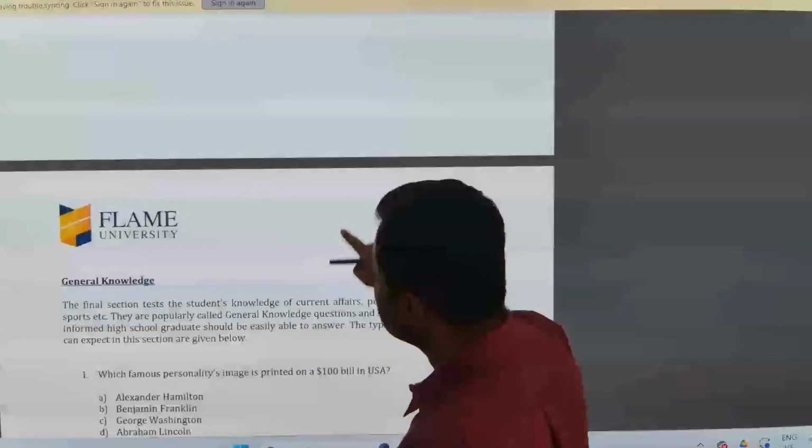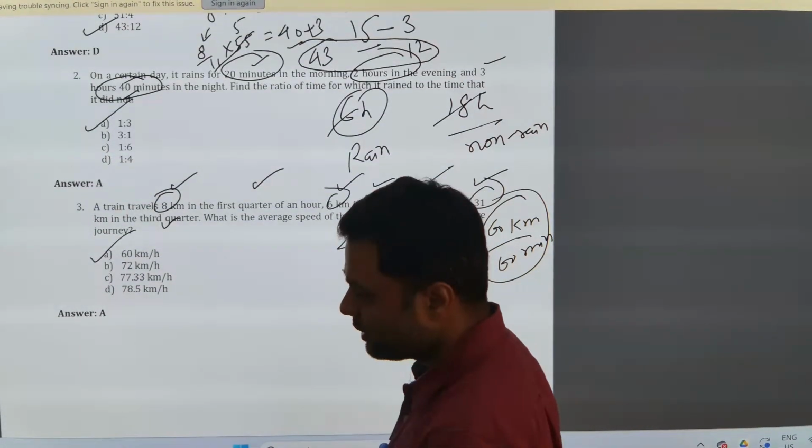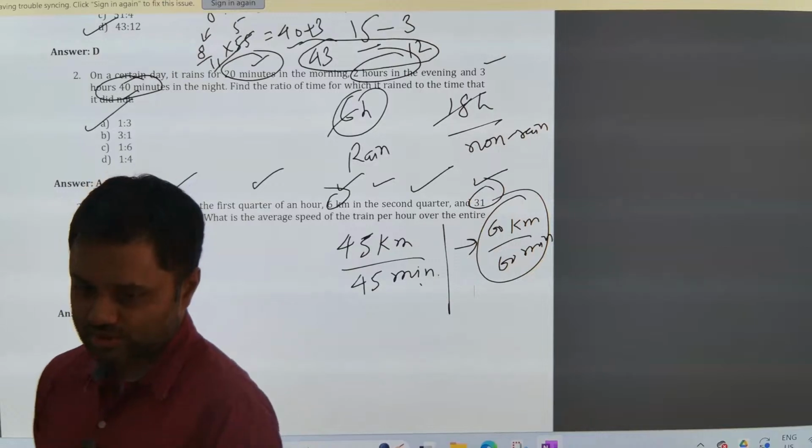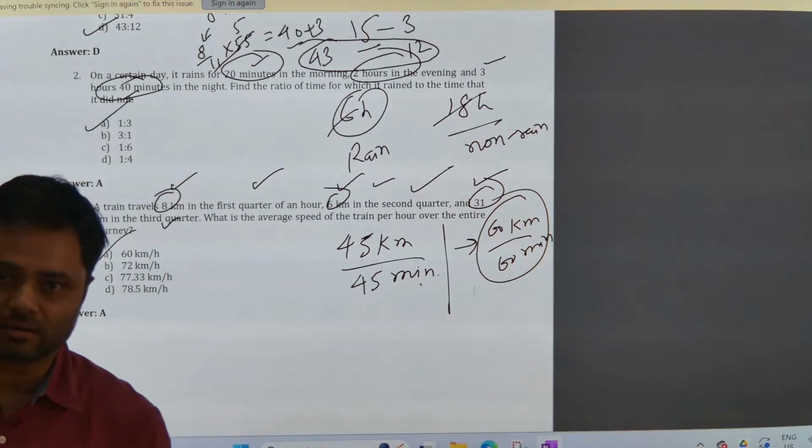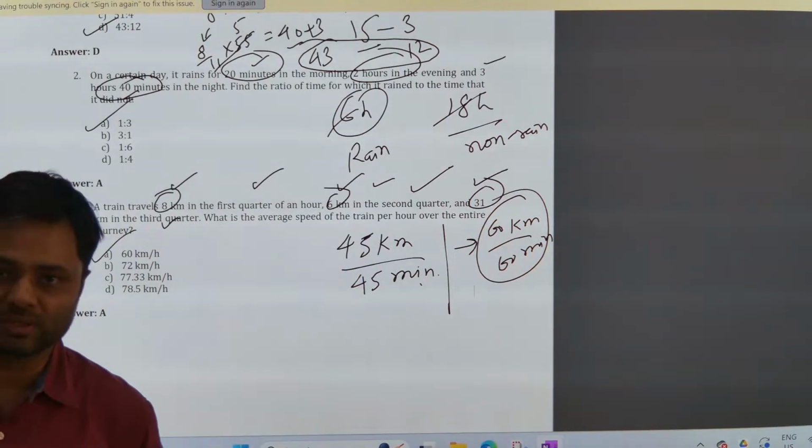So that is general knowledge. So I will skip that part. So I have discussed the questions on logical reasoning, critical reasoning, and quantitative aptitude. I hope that will help.